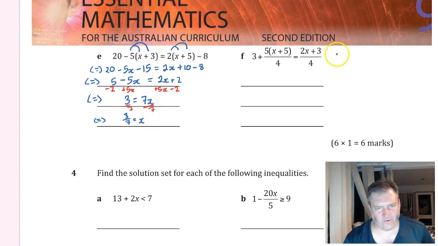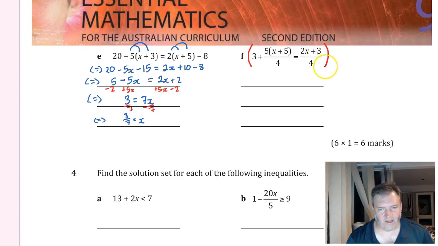Alright, next one. Oh, ugly fraction. Something added to a fraction. We're not great with fractions. Even if we are great with fractions, we're still better with whole numbers, aren't we? So we want to try and get rid of all those fractions all in one step. How am I going to do that?